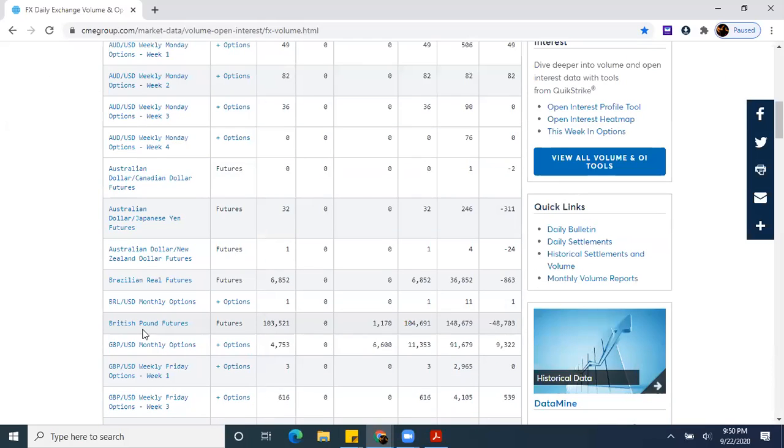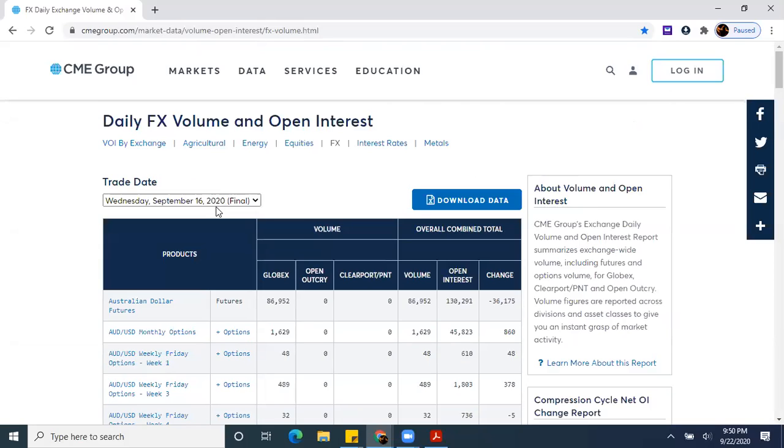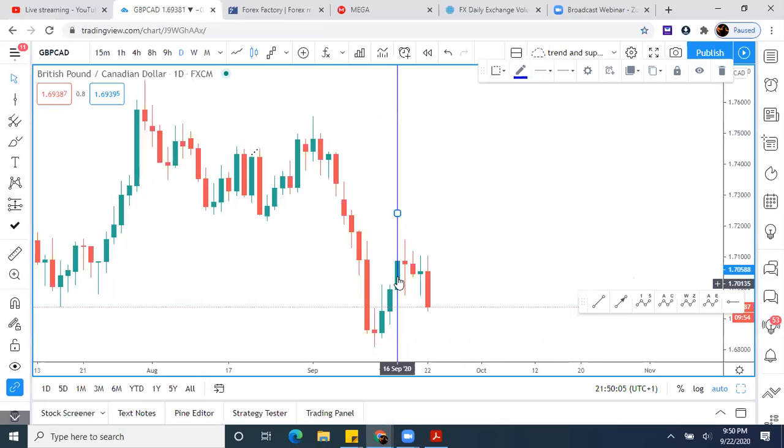All right, so here we are, Great British Pound futures on Wednesday, right? Remember, Wednesday will come up when? We'll be seeing Wednesday on Thursday. This is Wednesday the 16th, right? So let's go back to our chart again. Here we are on the 16th. Wednesday the 16th data will be showing up on Thursday the 17th.